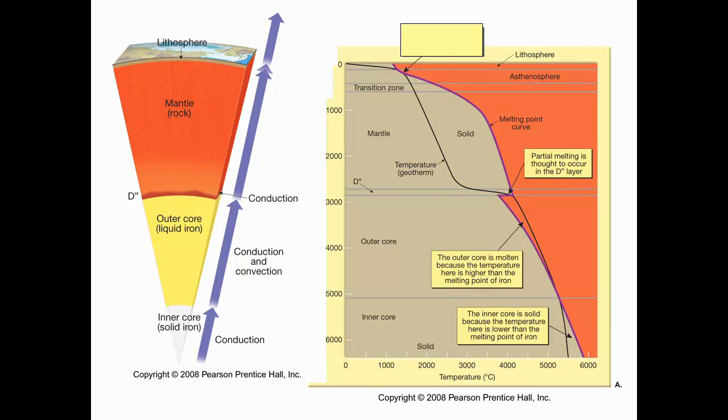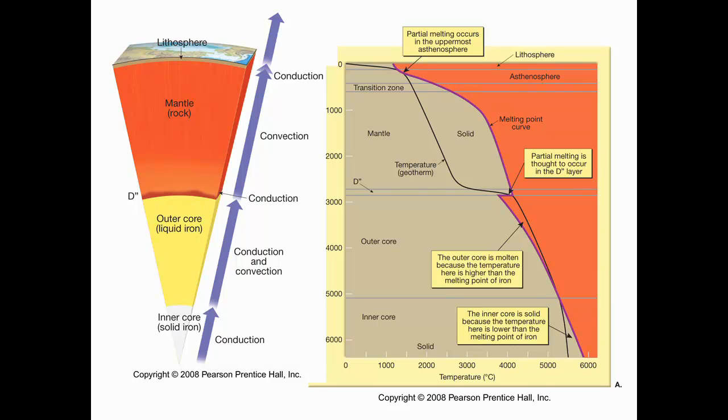Moving up into the D double prime layer, we see in the geotherm on the right an abrupt change in temperature with depth. This tells us that heat transfer within the D double prime layer is likely mainly by way of conduction. And then moving up into the mantle, we again see a modest change in temperature with depth. Convection is likely the means of heat transfer within the mantle.